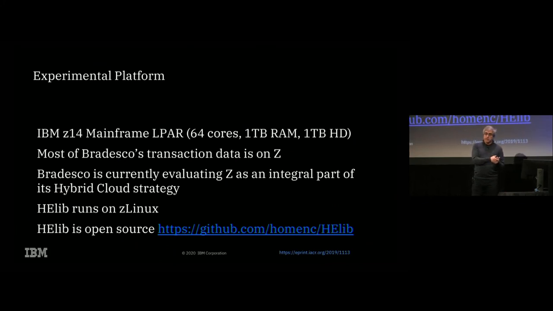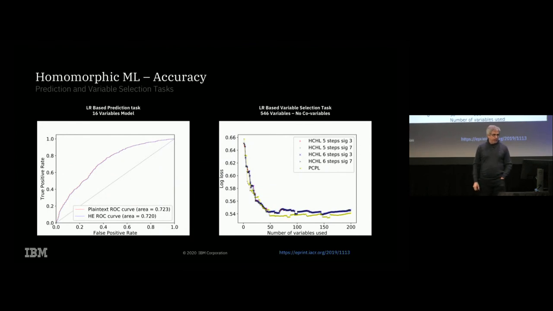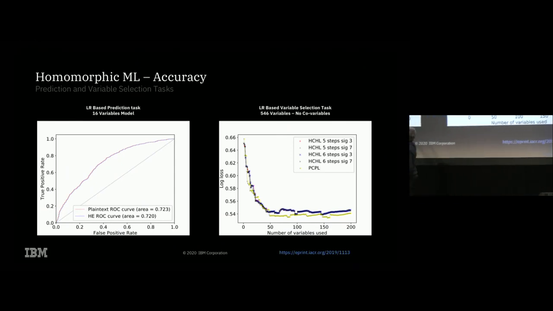They are also currently evaluating how they use the mainframe as an integral part of a hybrid cloud strategy. So you have the elastic environments that you can consume in the cloud and how this can work there. Our library, HElib, runs both in the cloud and on the mainframe. And it's open source. So these were some of the characteristics that were appealing to them to come to us and talk, and the requirement of the mainframe. So results, how does this look like? Prediction. We took an existing model. This is an existing model with 16 variables.